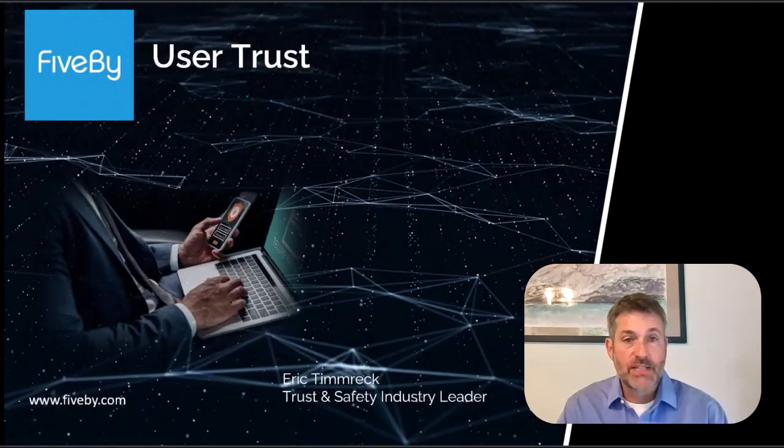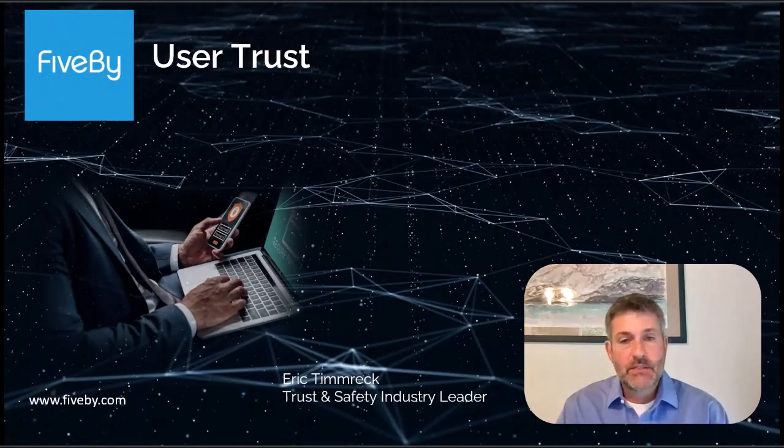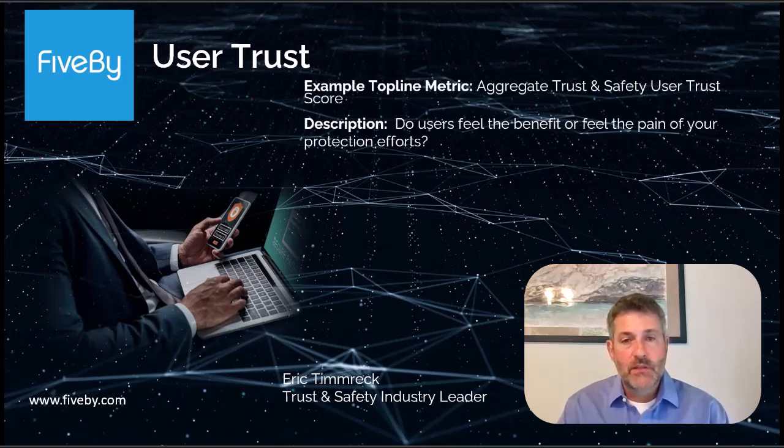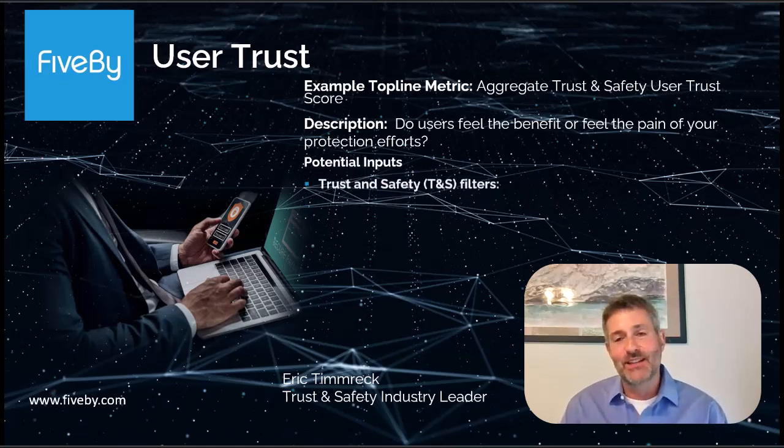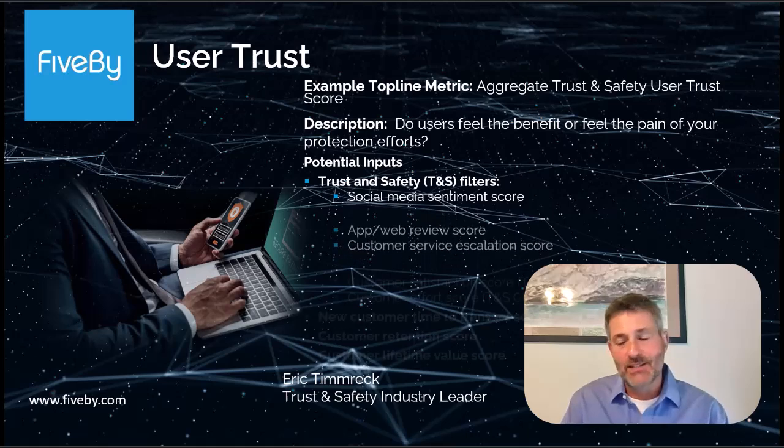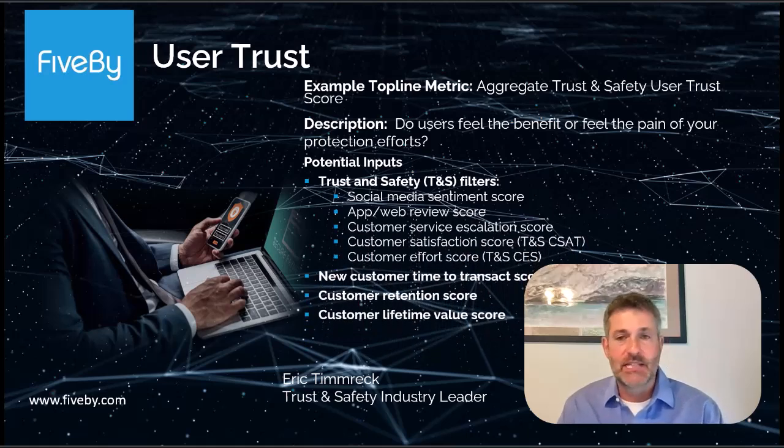The final approach to a top-line fraud metric is user trust. This is basically measuring, do users feel the benefits or the pain of the protections that you are providing? If over time, as you add protections, it feels like friction, it is interfering with the user experience, then this metric would be telling you that. You are listening to the users in this aggregate metric, and they are telling you that the experience is declining.